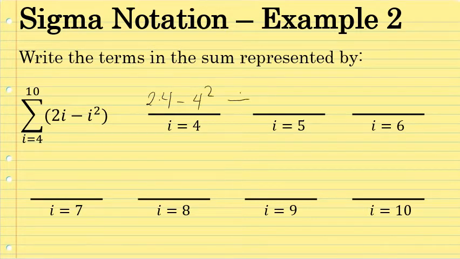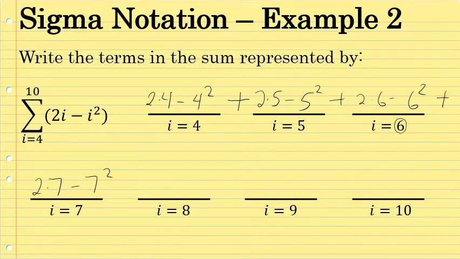In the second term of the sum, i is 5. So you would be looking at 2 times 5 minus 5 to the second power. In the third term, i is equal to 6: 2 times 6 minus 6 squared. The fourth term is 2 times 7 minus 7 squared. Again, I'm just replacing the value of i. I'm replacing i with values incremented starting at 4. i will eventually end at 10 in this sum.